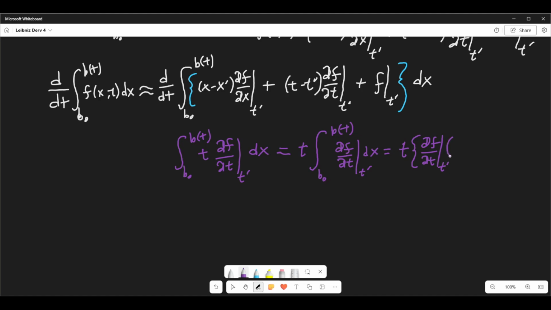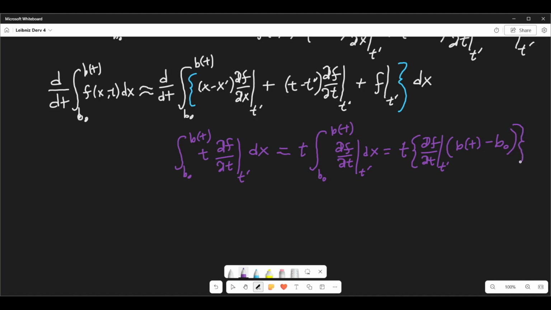And then on the inside, there's just b of t minus b naught. So we know there's a constant integral that just ends up being integrating. If this was moved out, this would just be 1, so that would integrate to x, and x would turn into b of t, and then minus b naught.